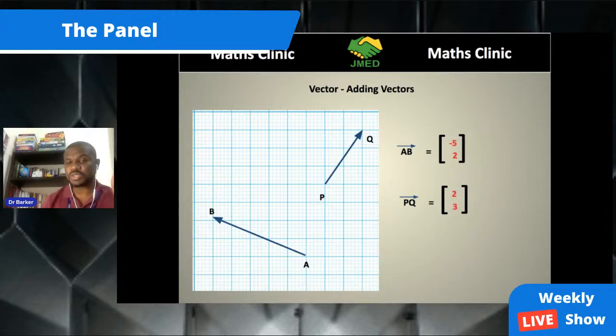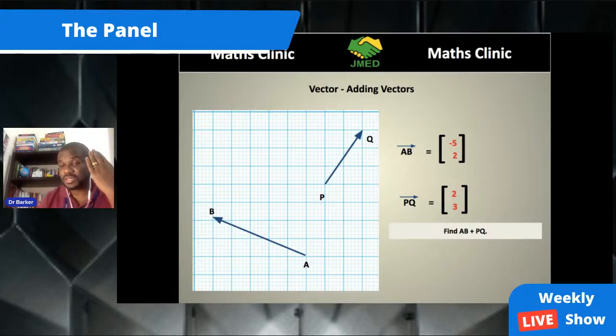Now, one of the things we could be asked to do is to add the vectors together, okay? So they might say, what is AB plus PQ? Or find the length of it, add the two vectors together. Adding vectors is simple, like adding matrices. So let's have a look.